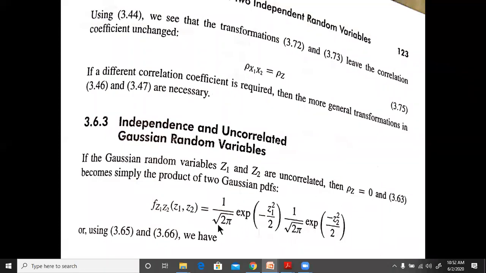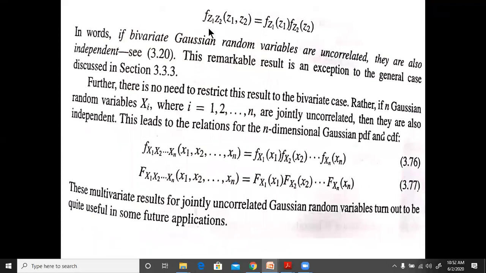So using 3.65 and 3.67, we have f of z1, z2 equal to f of z1 times f of z2. So that means you're just separating out the PDFs for z1 and z2, and if you multiply them, you get the PDF of the bivariate random variable. In other words, if bivariate Gaussian random variables are uncorrelated, they are also independent. This remarkable result is an exception to the general case discussed in the earlier section.